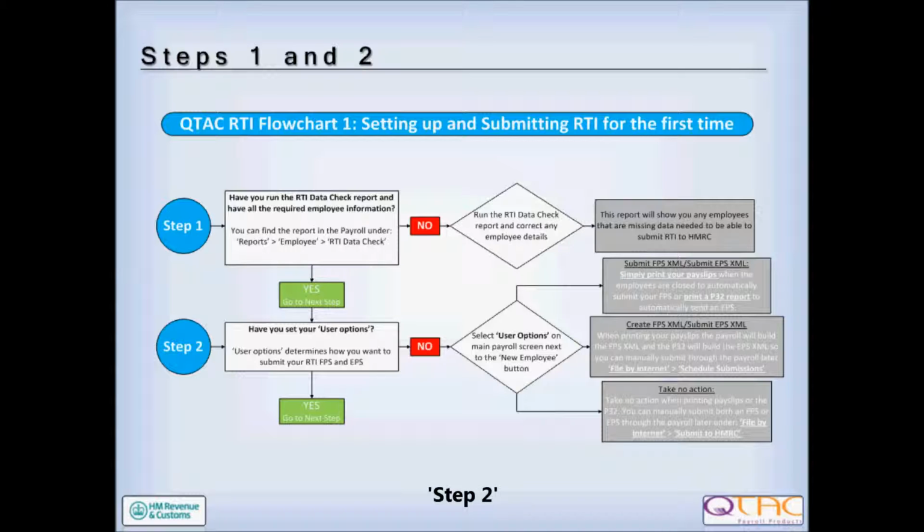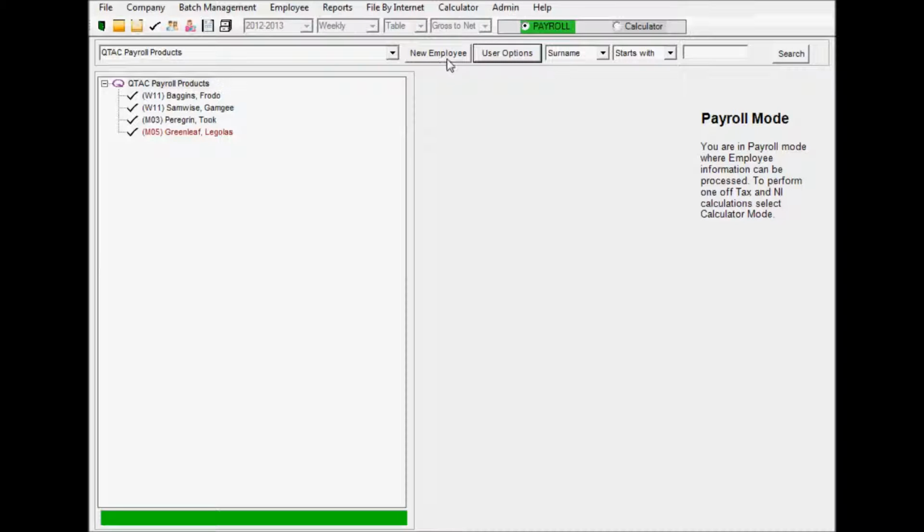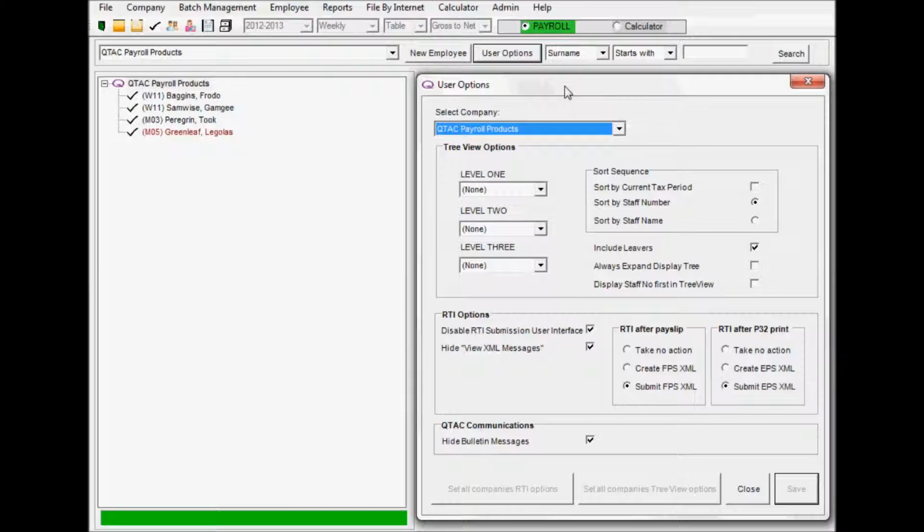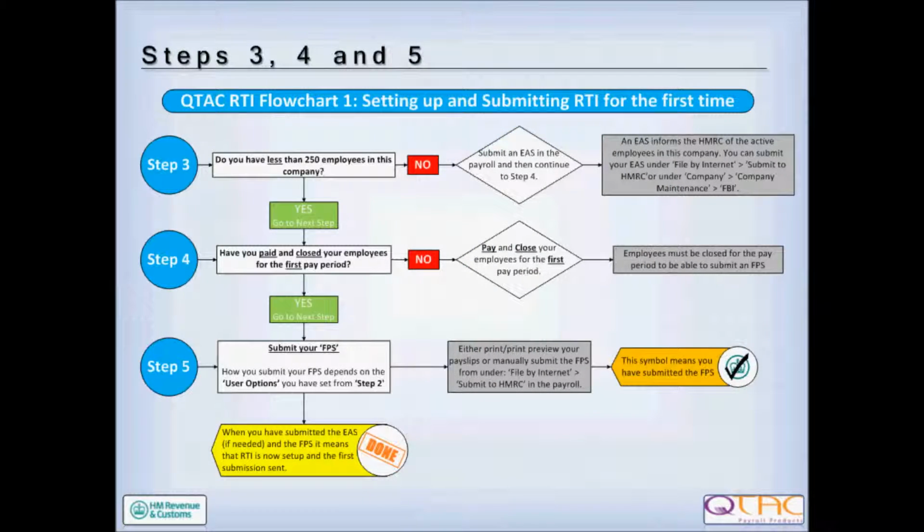Step 2. Have you set your user options? The user options will determine how you want to submit your RTI, FPS and EPS submissions. If you have, you can move on to step 3. And if you haven't, you'll need to go and set your user options, which you can find on the main screen of the payroll to the right of the company name, right next to the new employee button. The user options screen and its settings for RTI are covered in another video in greater detail, so please watch that video if you need to know anything more about this user options screen and what it means for submitting RTI.